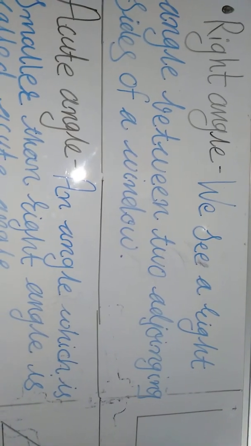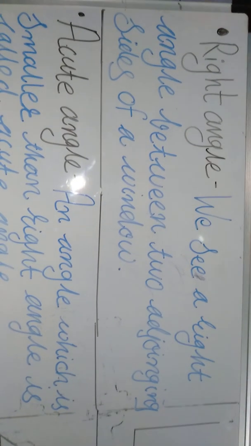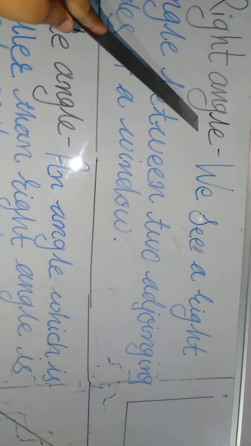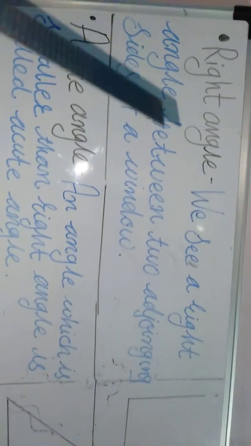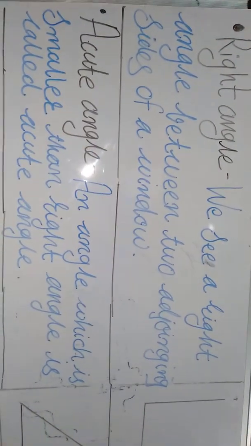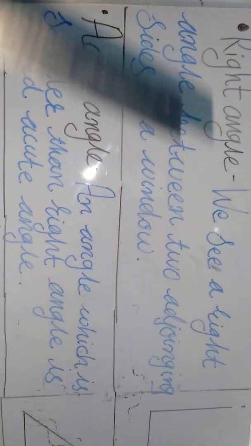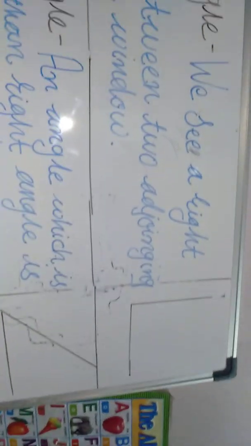Now I am again explaining all these angles with the help of the blackboard. First one is the right angle. We see a right angle between two adjoining sides of a window. See, this is the right angle.